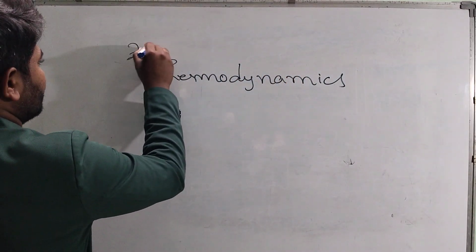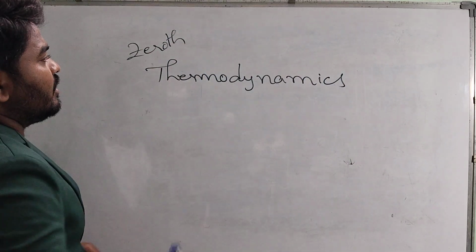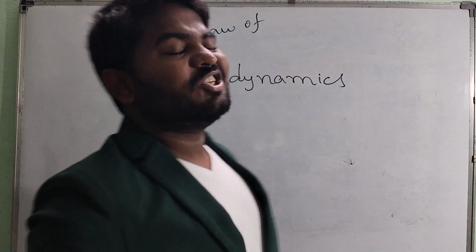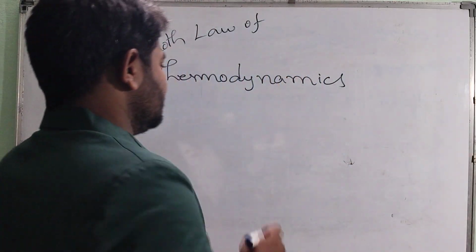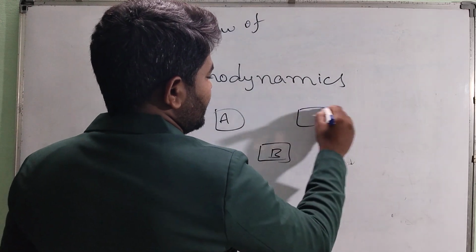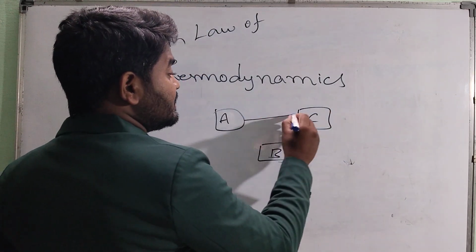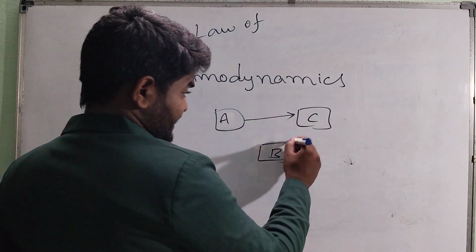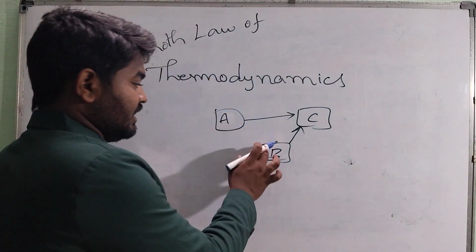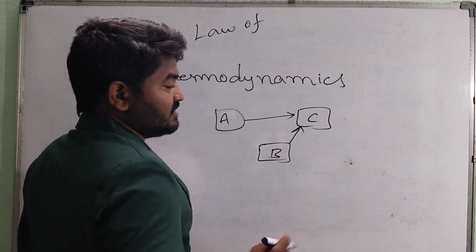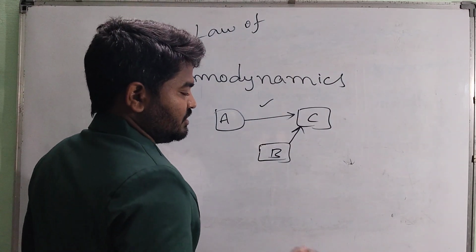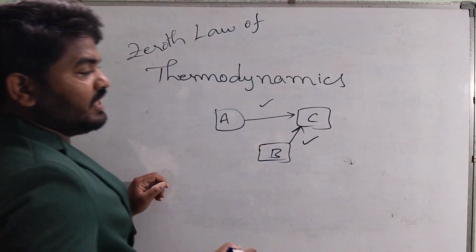Zeroth law of thermodynamics. What is the zeroth law of thermodynamics? Let's imagine there is an object A, another object B, and C. Here A and C are in thermal contact and B and C are also in thermal contact, but there is no direct contact between A and B. After some time, what happens? Obviously, A and C will reach the thermal equilibrium position, and B and C also will attain the thermal equilibrium state, isn't it?